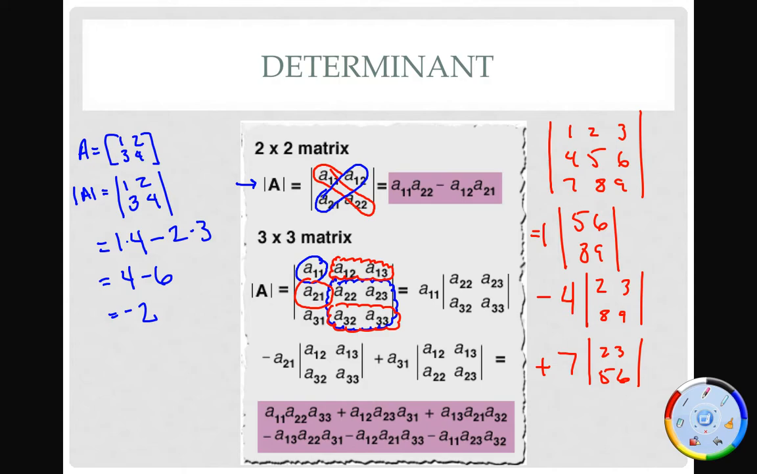And then determinants are numbers. So you're going to get a number for your answer if it asks for a determinant. I'm not going to finish this problem because I think it's pretty self-explanatory to get, okay, here's a number times 1 minus 4 times a number plus 7 times a number. You get a number as your answer.